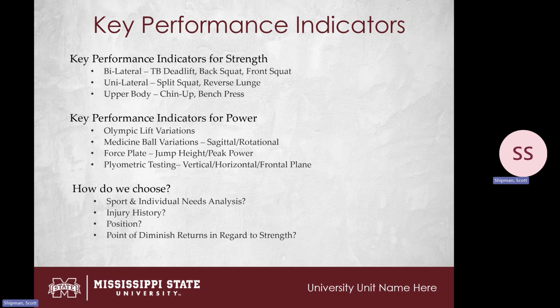And as you'll see at the bottom, how do we choose? It's going to vary based off sport, based off the individual needs analysis, based off injury history, what position they play, their training age. So there's a ton of factors that go into how we choose exercises for our athletes for strength and power. Also, at what point is an athlete going to have enough strength, and do we steer clear of really pushing strength to gain that 5, 10 more pounds on a back squat, front squat, trap bar deadlift, or do we teach them how to move lighter loads at a really high clip?